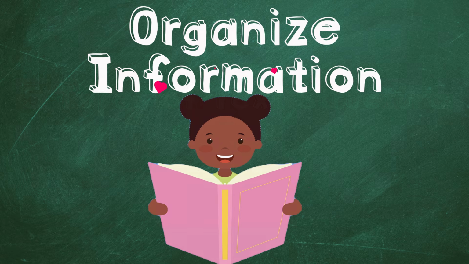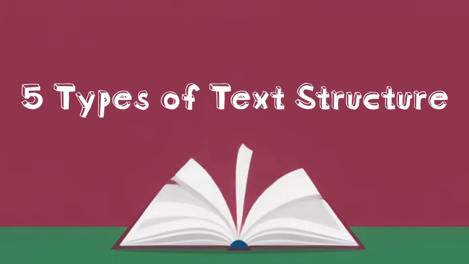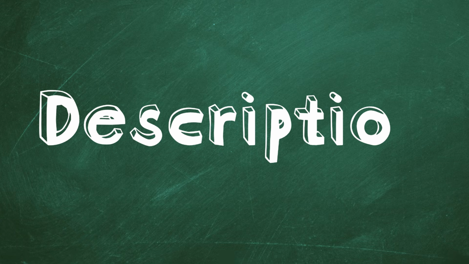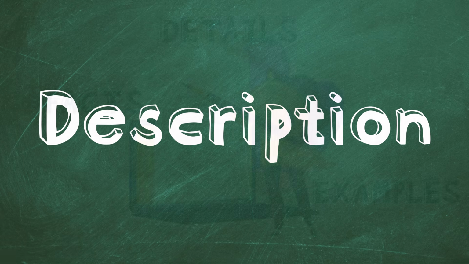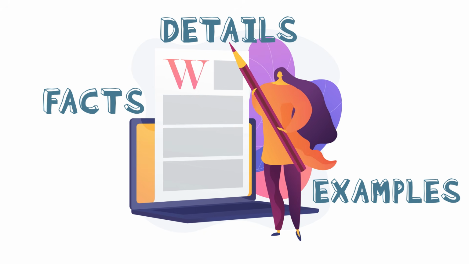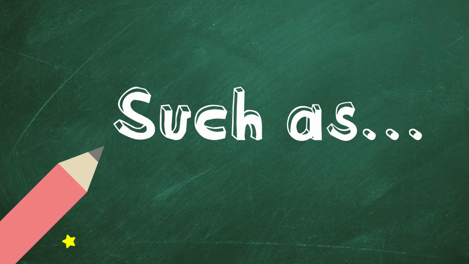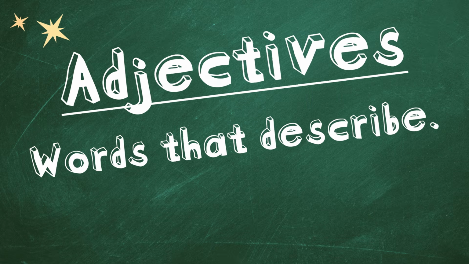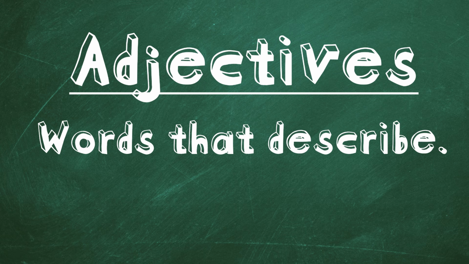Let's explore 5 different types of text structure. First stop, description. Description is when an author organizes their ideas using facts and details. You'll hear words like such as and for example. The use of adjectives or words that describe are also an indicator that the author is using description.